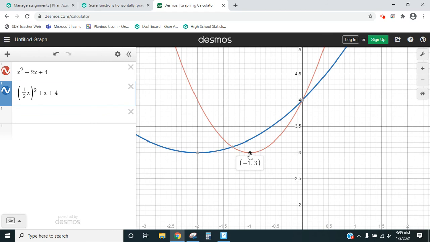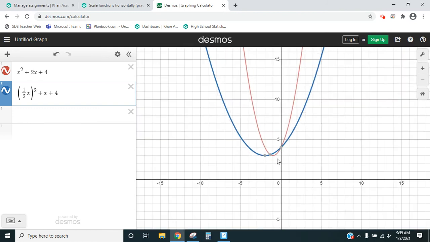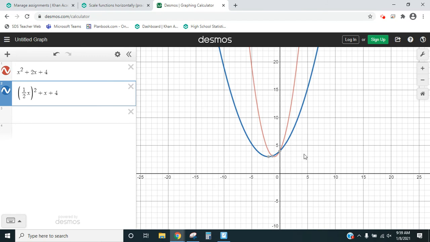It was at negative 1, 3. Now it's at negative 2, 3. It stretched it out this way. It hasn't shifted it. If we zoom out, a shift would mean the size and shape are the same. The size is definitely not the same, right? It's not a shift. It's been stretched out.